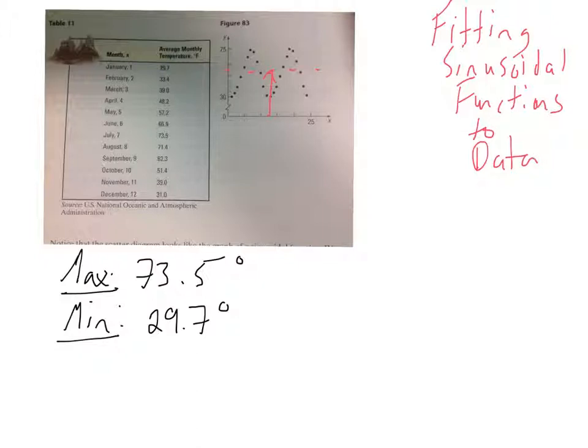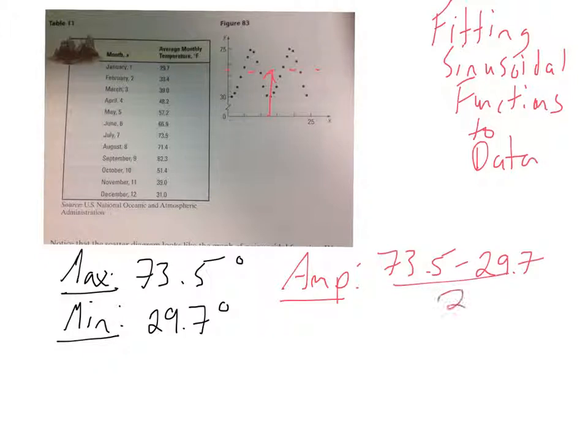And what is our amplitude? Our amplitude is going to be half the distance between the max and the min. So let's go ahead and figure that out. My amplitude is just half the distance between the max and the min, which is going to be 73.5 minus 29.7 over 2. And if we plug it into our calculator, we end up getting 58.65, so that's my amplitude. So that's going to be my A value.